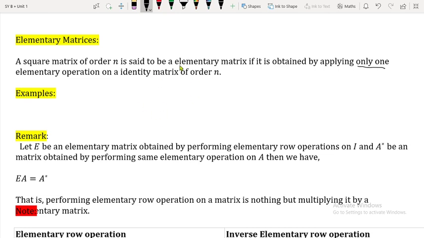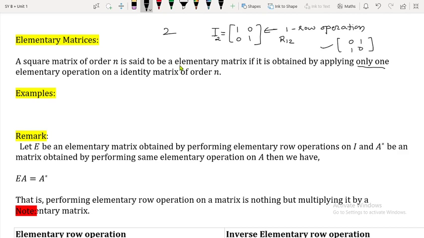Now what is an elementary matrix? If you talk about an elementary matrix of order 2, it is obtained by performing only one elementary row operation on the identity matrix of order 2, that is I2. On I2 you perform one row operation and that will give you what? An elementary matrix. For example, here I will perform the operation R12. So what matrix are you going to get? 0, 1, 1, 0. So this is an example of an elementary matrix. I hope you are getting it.